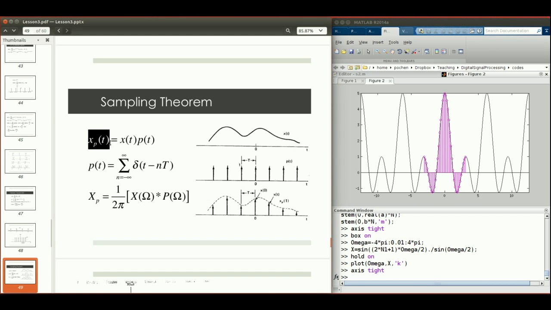So x_p(t) is our sampled signal. The dashed line here corresponds to the continuous signal. If we multiply this with the periodic impulse train with the fundamental period, the sampling interval big T, then we can recover a sampled x_p(t).